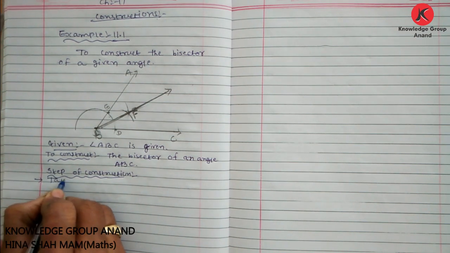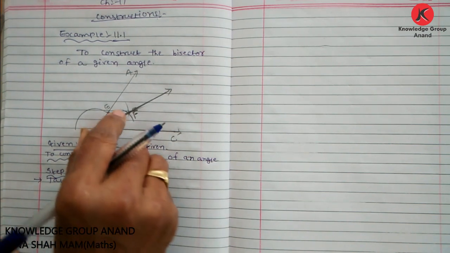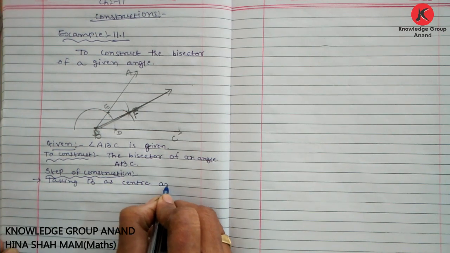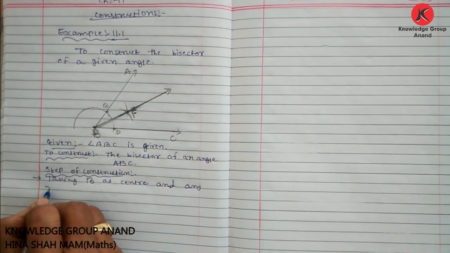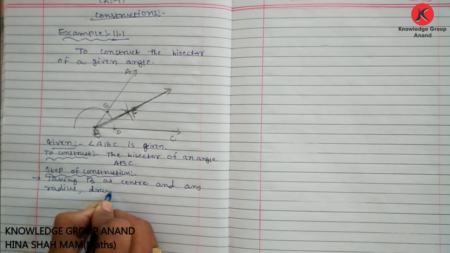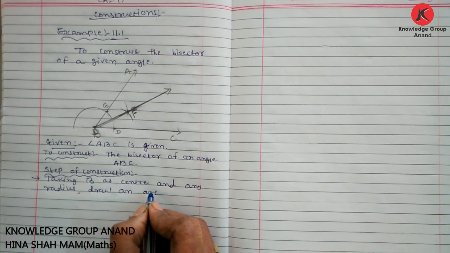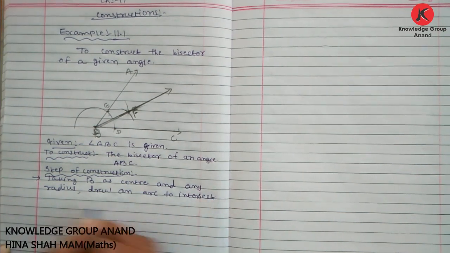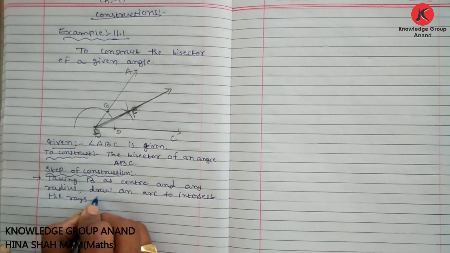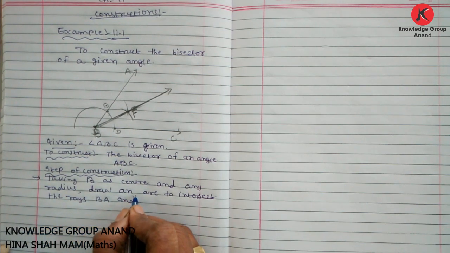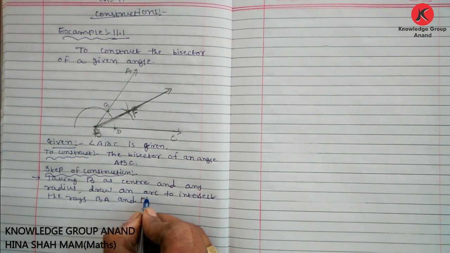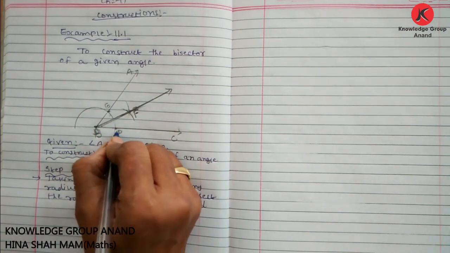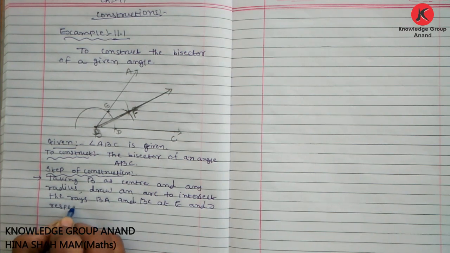Taking B as center and any radius, draw an arc to intersect the rays BA and BC, BA at E and BC at D respectively.